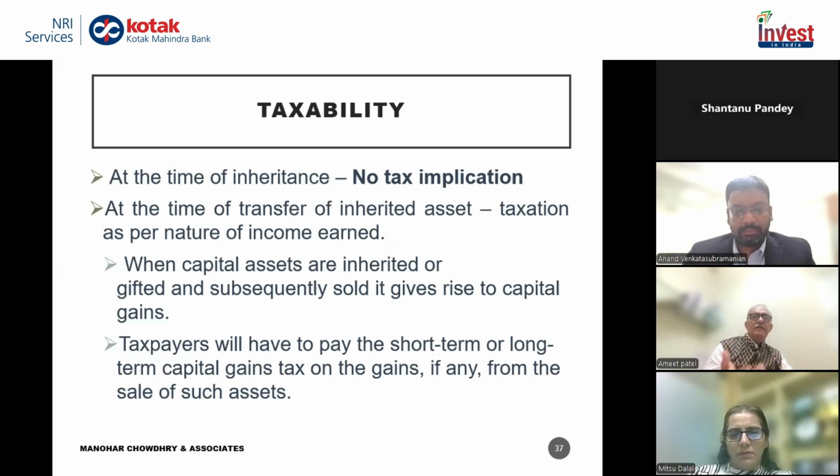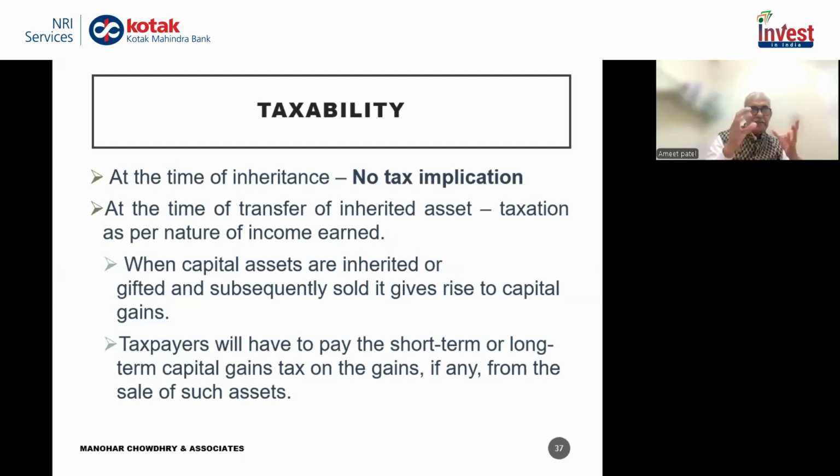But when that inherited asset is transferred ultimately and later on, at that time, obviously, there will be taxation, and it will depend on the nature of the income. When capital assets are inherited or gifted and subsequently sold, it will give rise to capital gains. The taxpayer will have to first be clear as to whether that asset is a short-term capital asset or a long-term capital asset. Depending on that, the capital gains will be calculated and the taxation will work for that person. We already spoke about the holding period for classifying it as short-term or long-term, the tax rate, etc. All those will apply to this inherited asset as well.